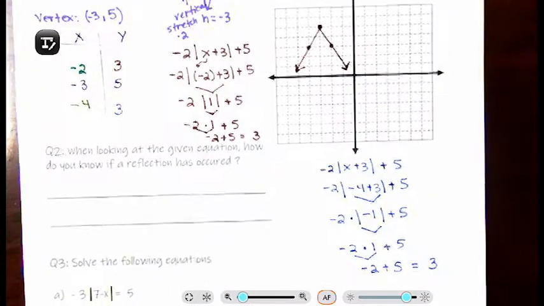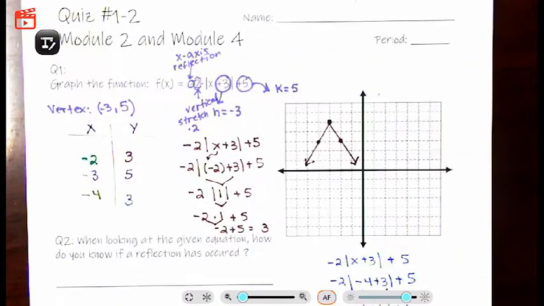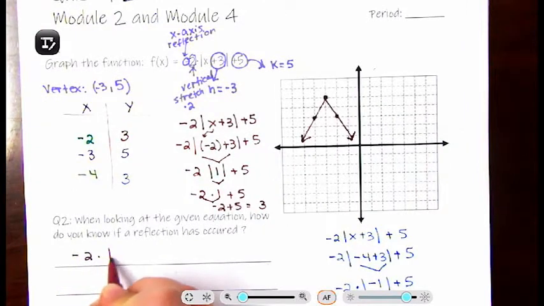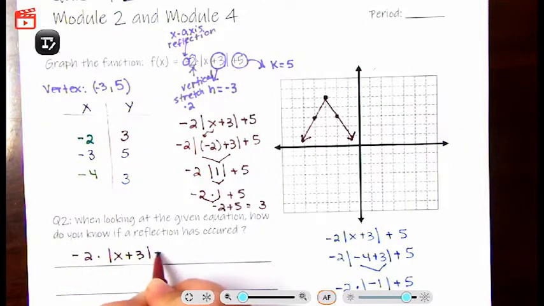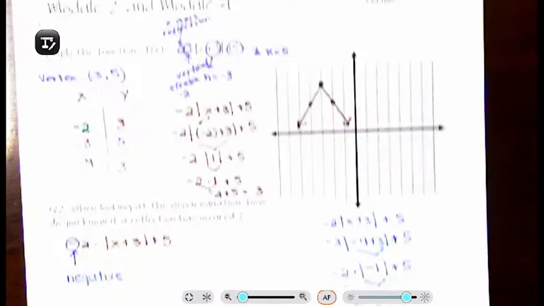Moving on to question number 2, it says, when looking at the given equation, how do you know if a reflection has occurred? So in this case, the equation was -2 times the absolute value of x plus 3, plus 5. Looking at this equation, we know that a reflection occurred because we have a negative outside the function, the absolute value function.